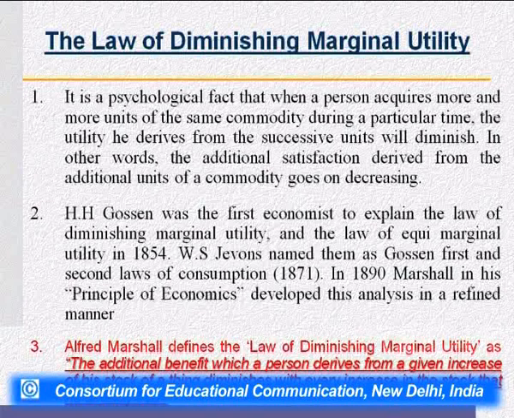And Alfred Marshall defines the law of diminishing marginal utility: the additional benefit which a person derives from a given increase of his stock of a thing diminishes with every increase in the stock that he already has. It is very clear, the same words which we discussed here. Alfred Marshall said the same thing.